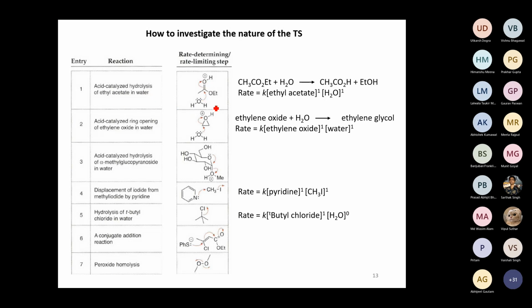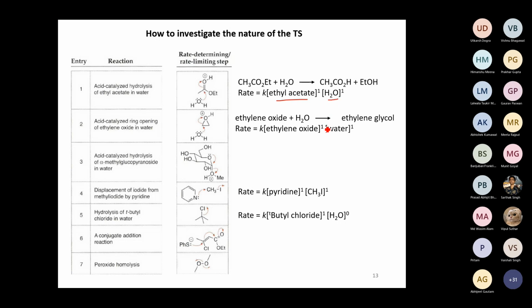This is the ethyl acetate. You are using water, and using a little bit of acid that acts as a catalyst. So ethyl acetate plus water is forming acetic acid plus ethanol. If you determine the rate law, then the rate is actually first order with respect to ethyl acetate and first order with respect to water.